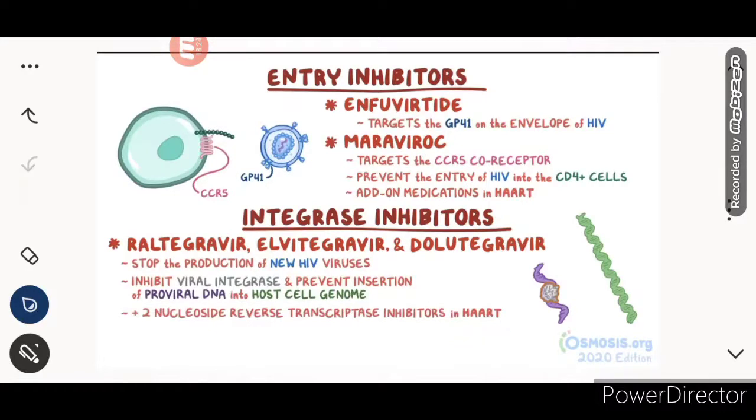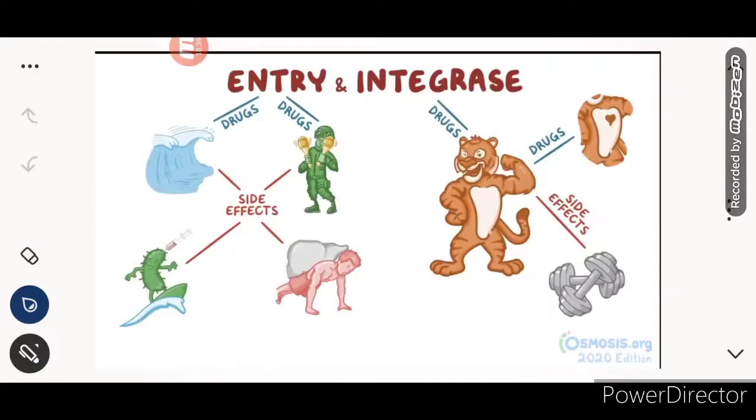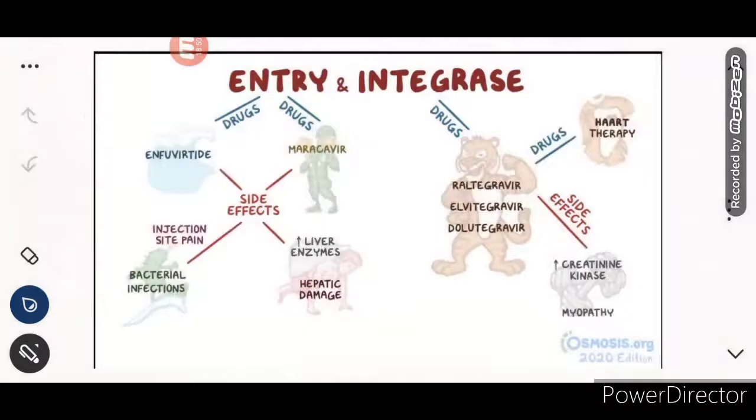Okay, so this is all about the entry inhibitors and the integrase inhibitors. We saw how to prevent the virus on its entry, or once it has entered, by stopping replication. Now there is a mind map for the entry and the integrase inhibitors. I hope you understood this video. Pause this video and look for the answers, these are all the answers.